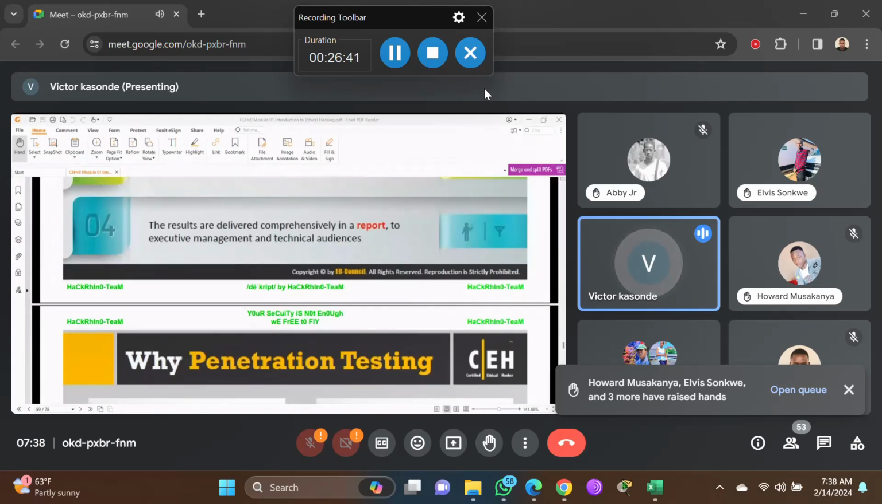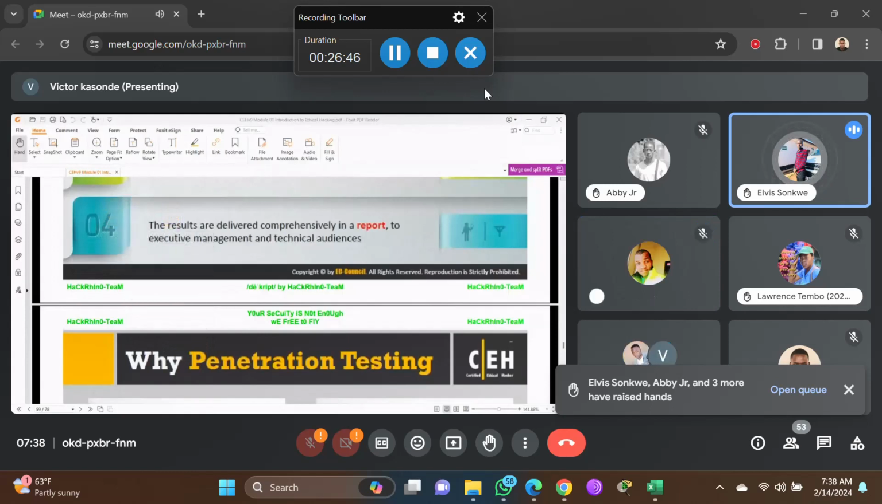Howard, your hand is still up. So, to identify any weak spot in the system defense which an attacker could take advantage of. Okay, Lawrence.